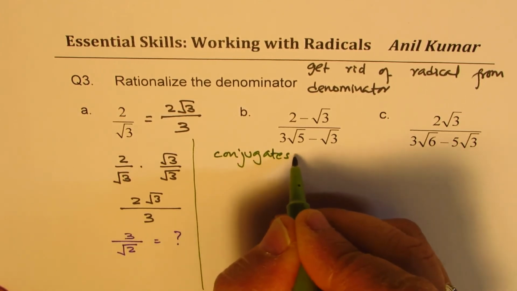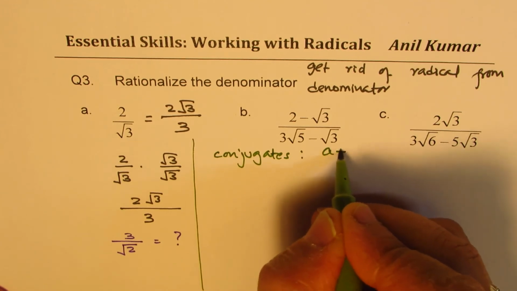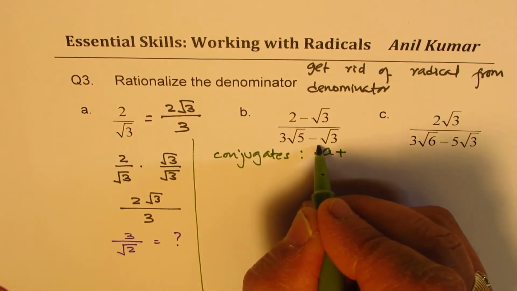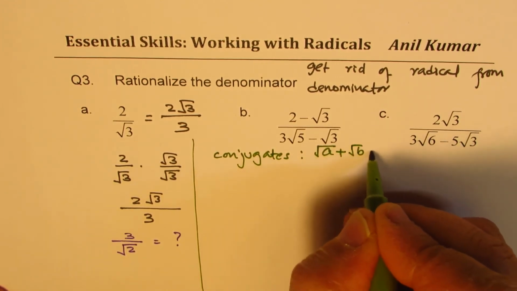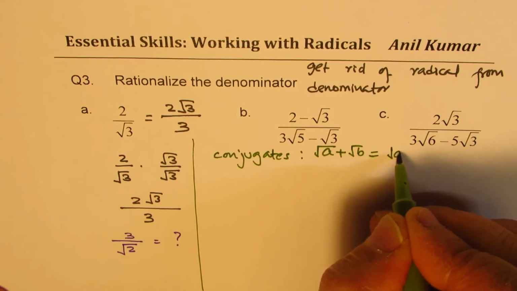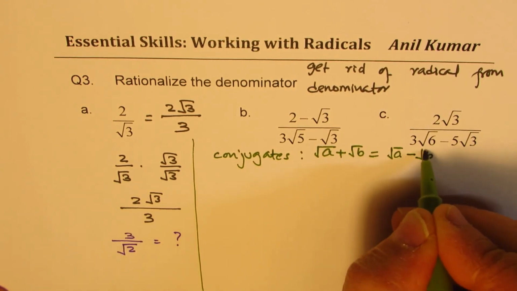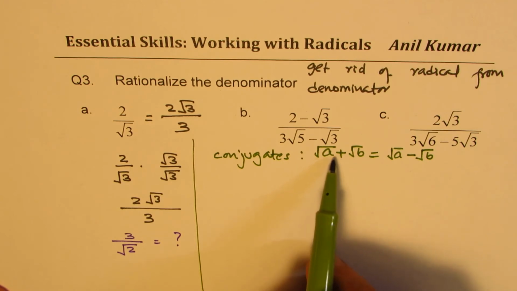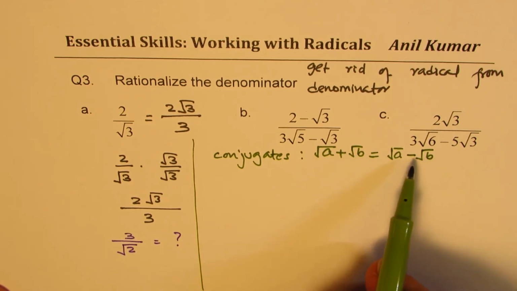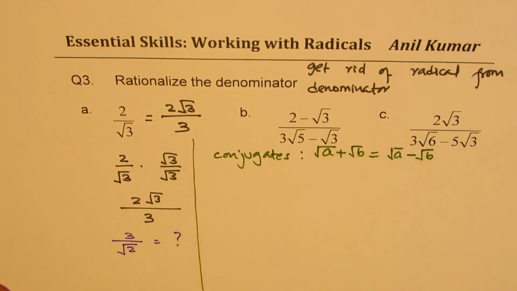Now what are conjugates? If I have square root a plus square root b, then the conjugate will be square root a minus square root b, right? The idea is, when you multiply (a + b) times (a − b), you get a² − b², so you get rid of the square root. So that's the whole idea.